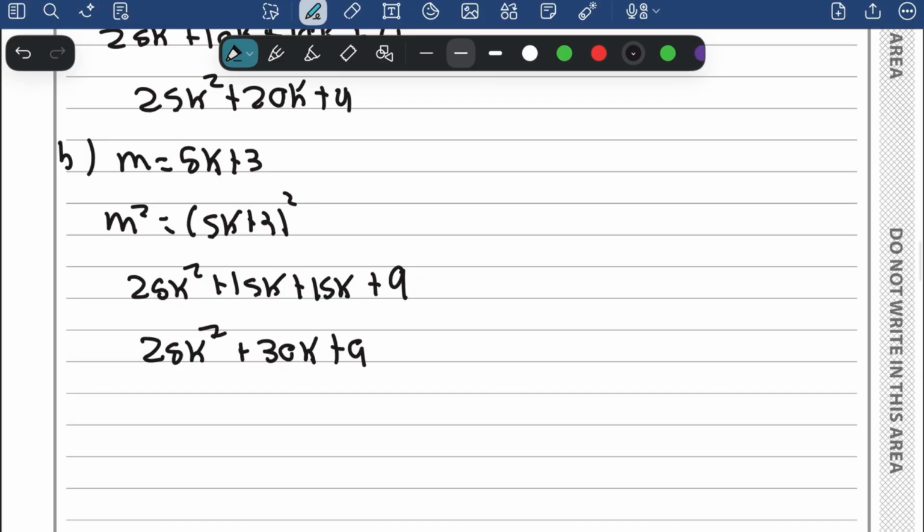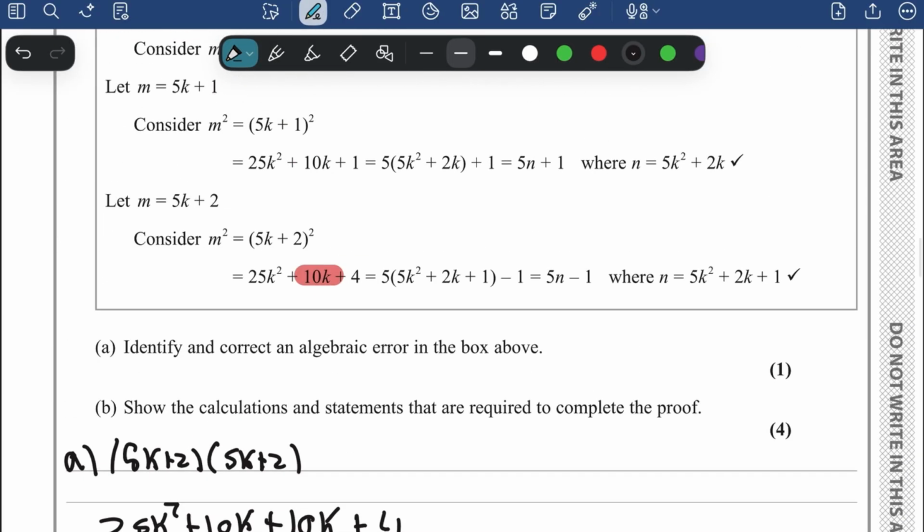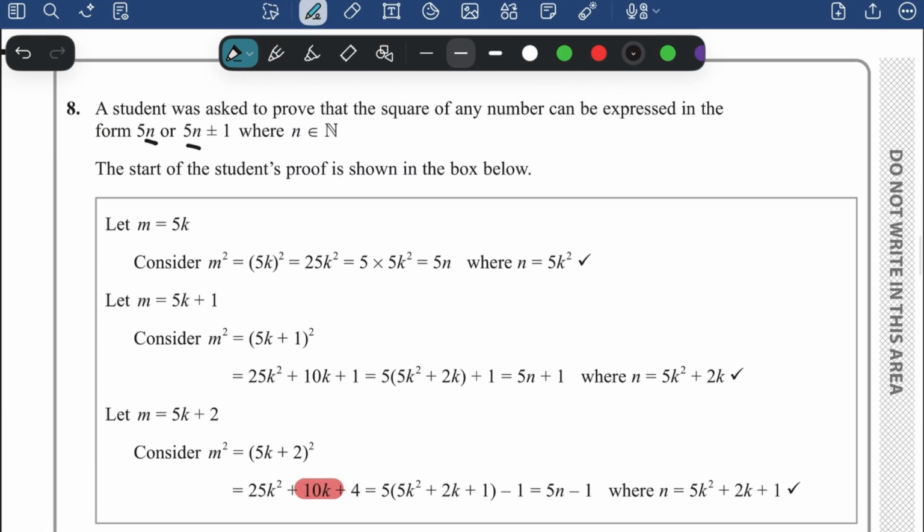So if we then consider, if we add 1 to this, right, we get 10. So that makes it really easy to factorize, right? So we can just do 5 brackets, 5k squared, add 6k, add 2, right? And then obviously we added 1 here, so we just minus 1 here. Then we can just say that n equals 5k squared, add 6k, add 2, which then shows the proof, right? We've just shown that it's 5n minus 1.